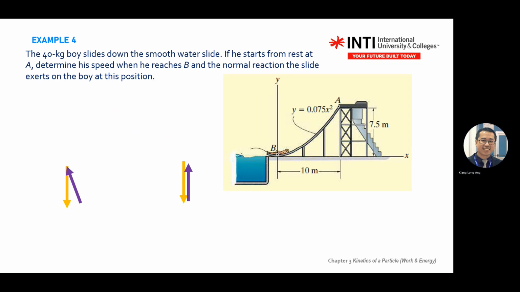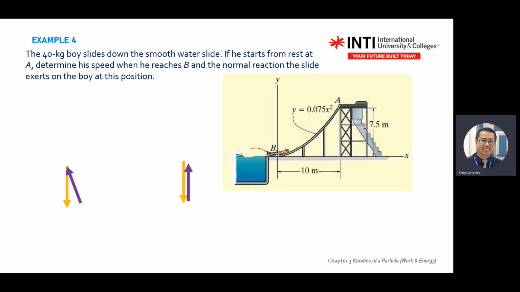You're given y. So normally you need to calculate the rho. You integrate one time, integrate two times, then you substitute back, and you get the rho, the radius of the curve. With the radius of the curve, you can find the acceleration in the normal direction, a_n equal to v squared divided by rho. Also, from the diagram, you can draw the tangent and normal directions. You need to determine the speed at B and the normal reaction exerted on the boy at that position.